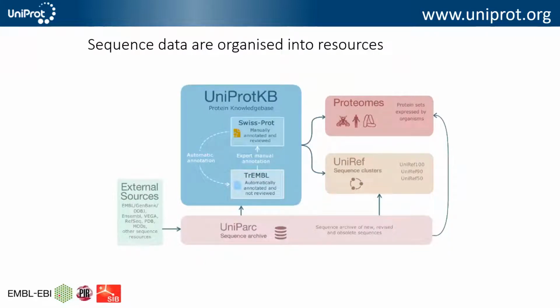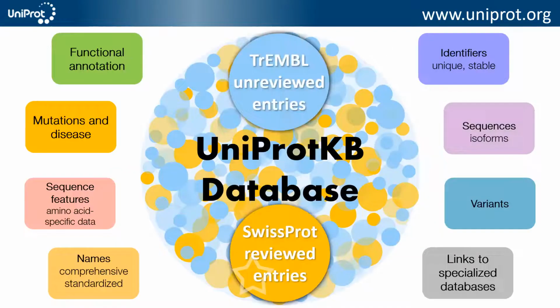And this is how our sequence data is organized into several resources. But today I'm going to be focusing on UniProtKB, which is the central data hub for UniProt, containing all the functional and structural information on proteins, including disease-related data. This is the sort of information that we provide in the UniProtKB database: things such as functional annotation, mutations and disease, sequence features, names, links to specialized databases, variants, sequence isoforms, and stable identifiers.